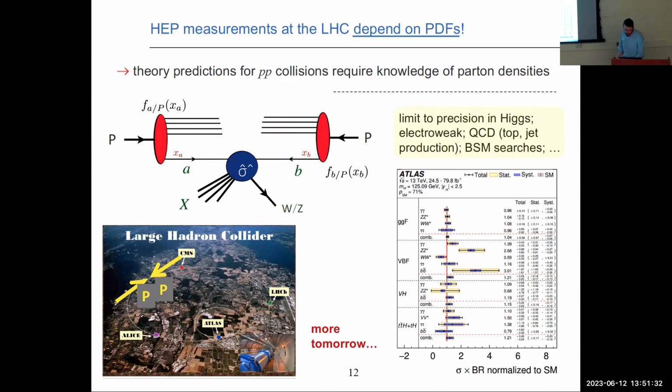I'll go into this in a little bit more detail tomorrow, how all of this translates into high energy physics. But it's very important across the board in terms of limitations to, say, Higgs physics or electroweak processes, or if you'd like, processes in the QCD sector that might be sensitive to physics beyond the standard model, like t-tbar or jet production.